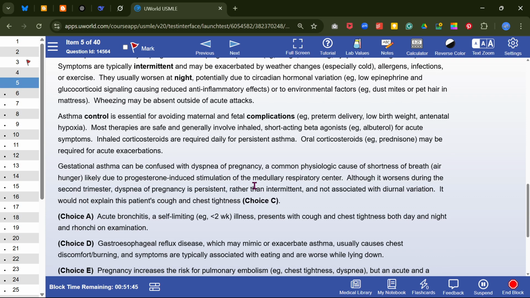Gestational asthma can be confused with dyspnea of pregnancy, a common physiologic cause of shortness of breath, likely due to progesterone-induced stimulation of the medullary respiratory center. Although it worsens during the second trimester, dyspnea of pregnancy is persistent rather than intermittent, and not associated with diurnal variation. It would not explain this patient's cough and chest tightness.